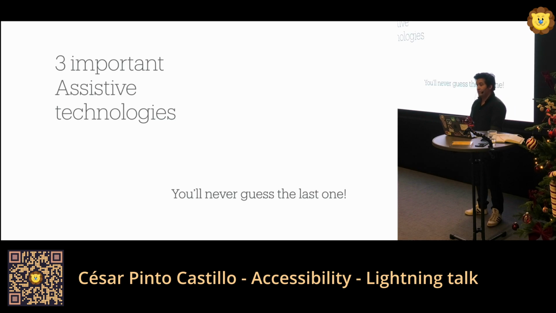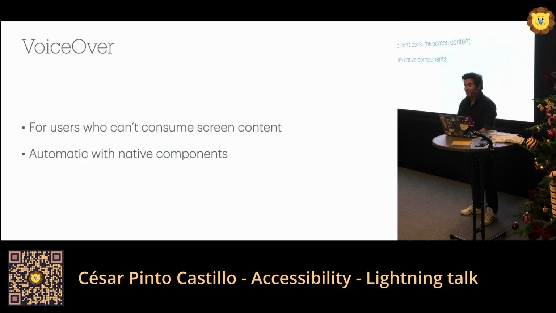Today, I'm going to be talking about 3 different accessibility technologies that I find very important. And you'll never guess the last one, just like in those TikToks. So the first one is obviously VoiceOver. VoiceOver is super important. And the purpose of it is basically to make the contents on the screen available for users who can't consume the screen content. It doesn't mean that you're blind. It can be for any kind of reason, you just cannot consume it.